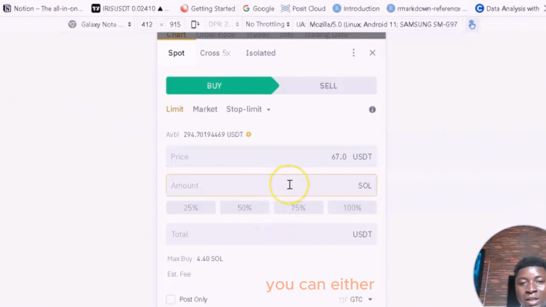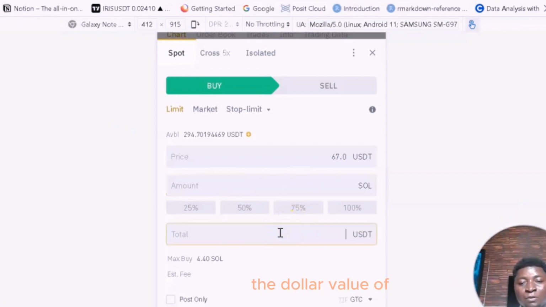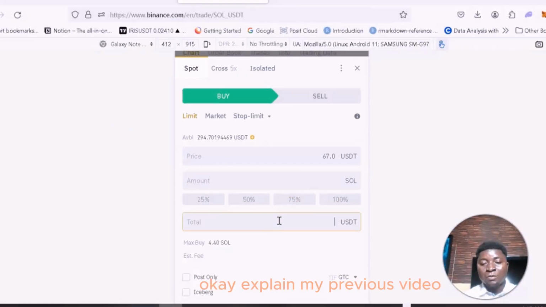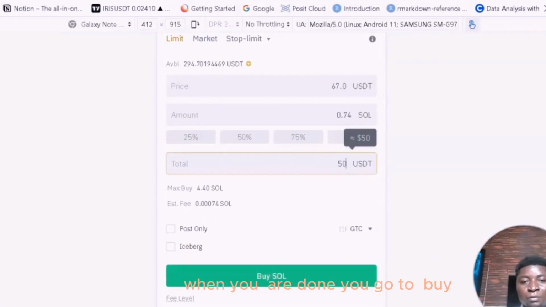You can either enter the amount, the number of SOL you want to buy, or you can come to this place and enter the dollar value that you want to use to trade. Like I explained in my previous video, you can find it above on this channel. You only trade with a minimum of 3 to 5% of your capital, so that you can preserve your capital. Now let's say we have $50 to trade. Now that means we are taking the $50. When you are done, you go to buy SOL.